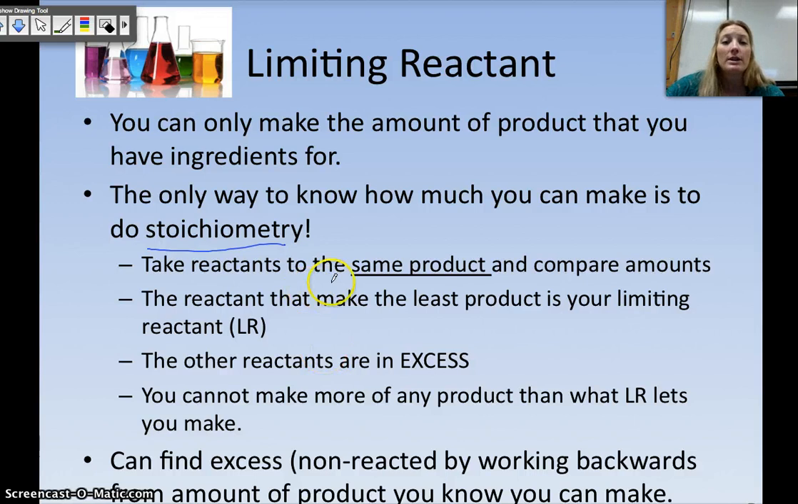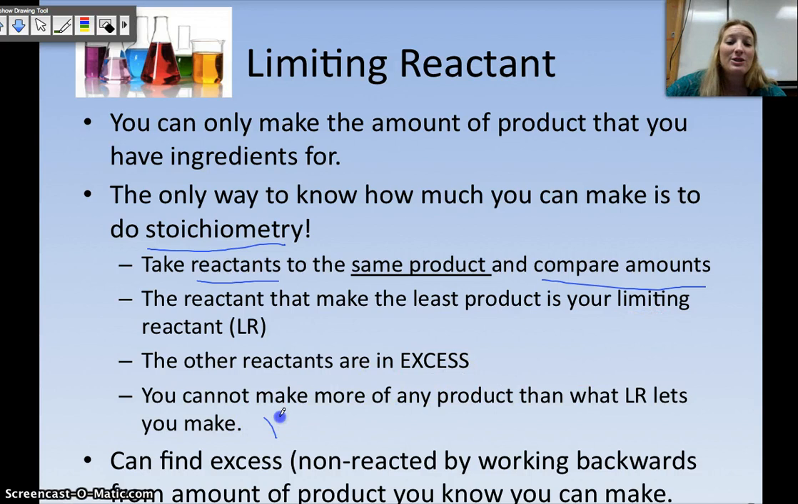So the way that you do this is that you take both reactants that you have with the amounts to the same product using stoichiometry. And then you compare those amounts. The one that makes the least is going to be your limiting reactant. The other reactants are always in excess. They don't get used up.